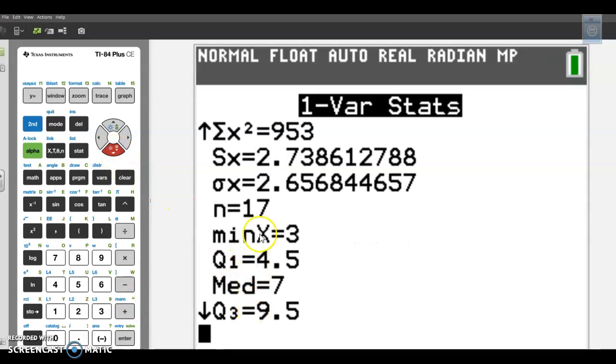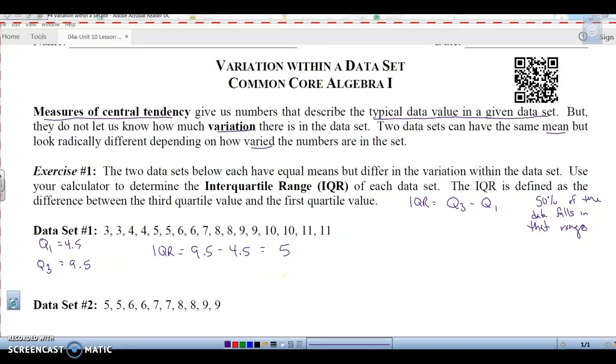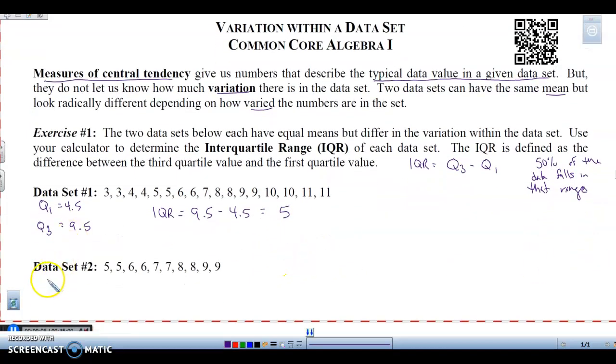All right, now remember Q1 and Q3 are down here. Here's Q1, here's Q3. So Q1 is 4.5 and Q3 is 9.5. So IQR for this one will be 9.5 minus 4.5, which is 5. Okay, so that means 50% of the data is within 5 points. Okay, all right, so let's look at data set 2.